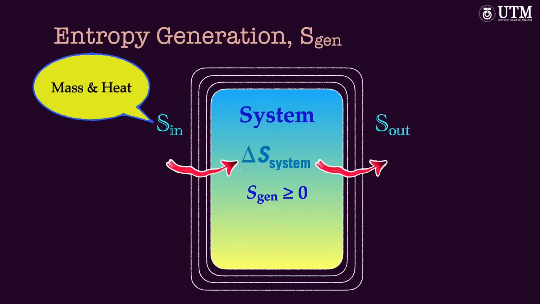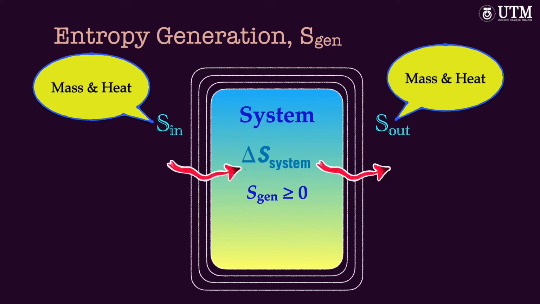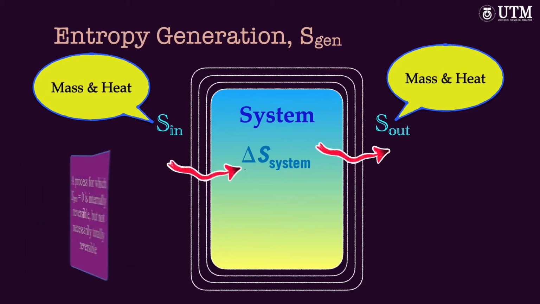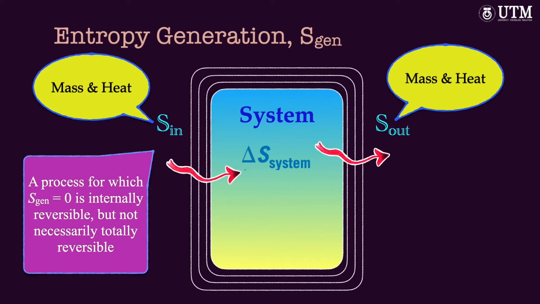What we see here is the mechanisms of entropy transfer for a general system. For a reversible process, the entropy generation term Sgen drops out from all of the relations. A process for which Sgen equals 0 is internally reversible, but not necessarily totally reversible.